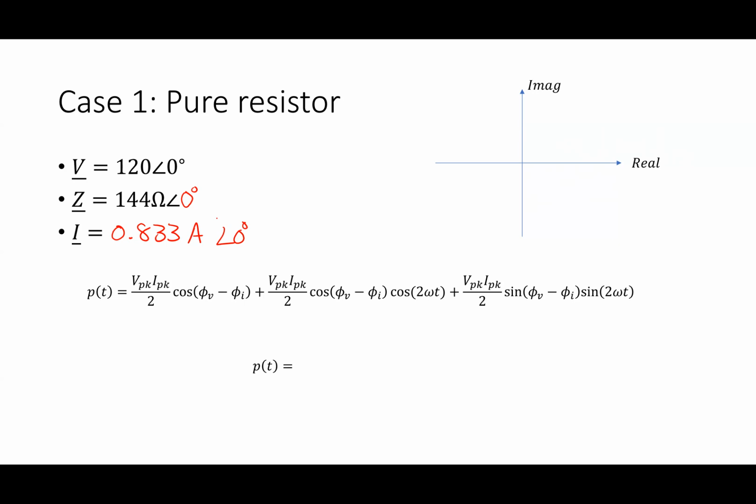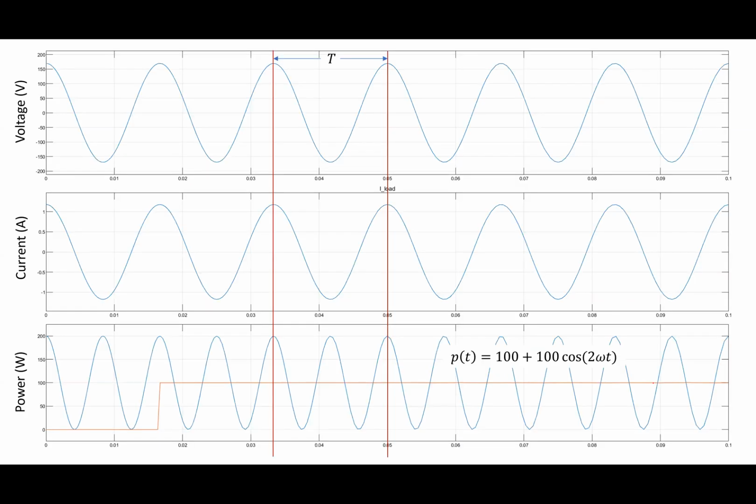So if I do the math, this guy is going to be 100 plus 100 cosine 2 omega t plus 0 sine 2 omega t. And what's that going to look like? The reason why I wanted to look at this, and only briefly, is that we're not going to do a lot of calculations with this, but I want to just understand it. At the top, I got the voltage. In the middle, I got the current. What do I notice about those two things? They're in phase with each other.